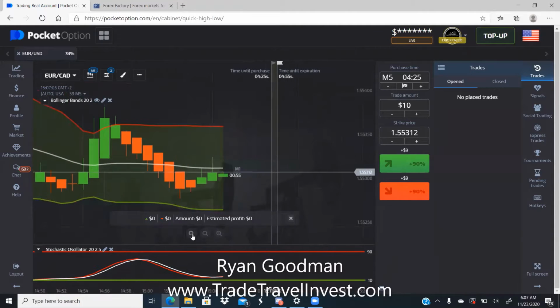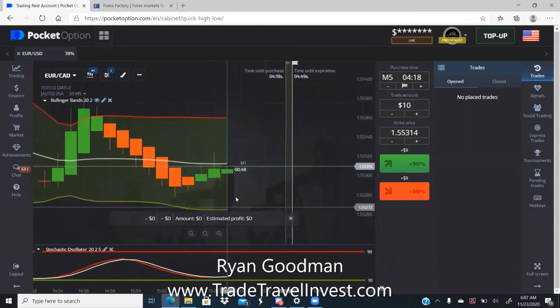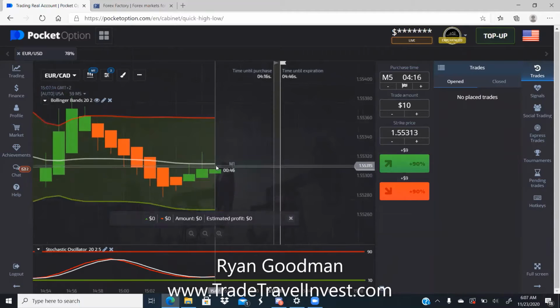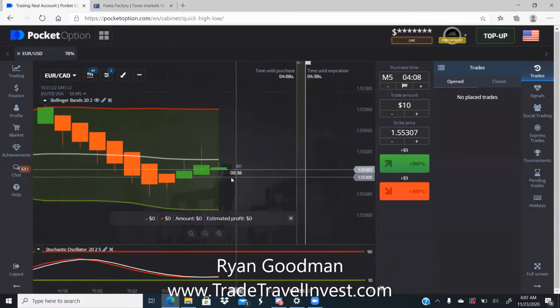All right, now it looks like EuroCAD's potentially going to reverse off of this middle band and go downwards. So now we're going to slap this thing to the downside. We're not going to look for calls anymore because it's approaching that middle Bollinger Band. So we know that once it gets to that middle Bollinger Band, we're going to see some resistance. So we're not going to look for any more calls.